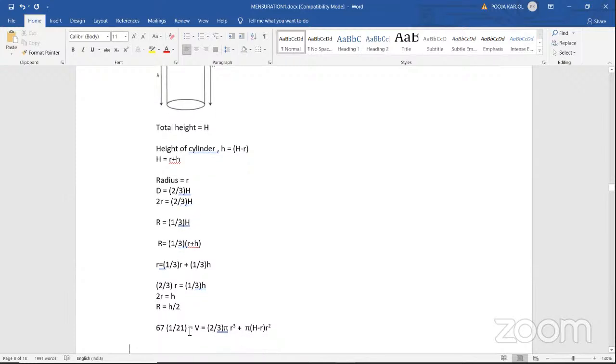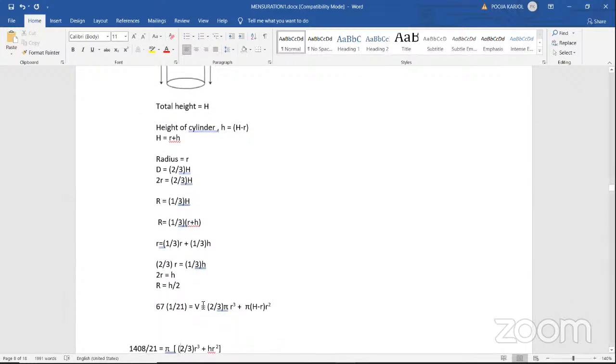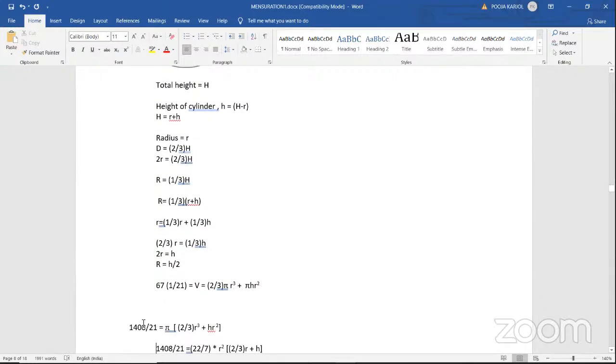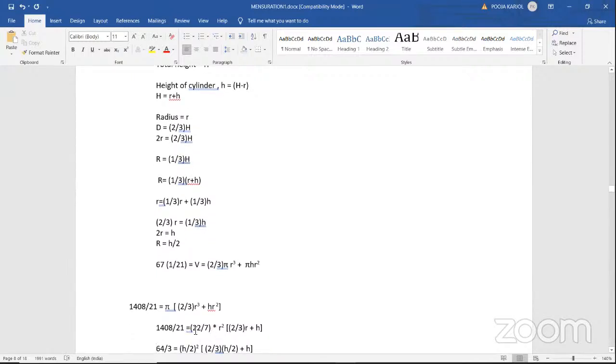Now what I've done is I put the formula for volume. Volume of hemisphere is 2 by 3 pi r cube plus volume of the cylinder is pi r square h, is equal to what they have given, 67 into 1 by 21. When you convert this mixed fraction into an improper fraction, you get 1408 by 21. Pi I have taken outside because it's common here, and r square also I have taken outside. 22 by 7 into r square, bracket 2 by 3 r plus h.